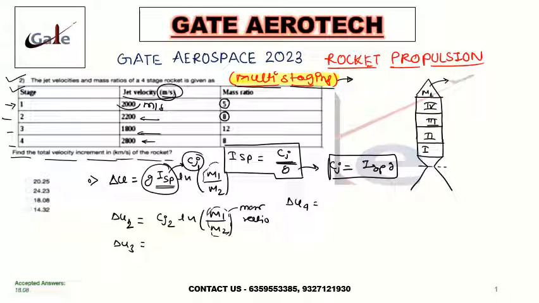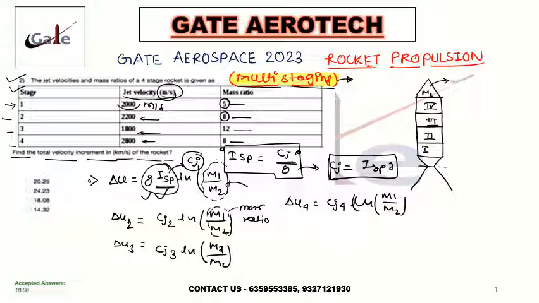Similarly, this is the mass ratio of first stage, this is the mass ratio of second stage, and so on. This is Cj3 ln of again m1 divided by m2. For each stage they have given the mass ratio: first is 5, second is 8, 12 and 8. Again, if I write for this, I will get ln of m1 divided by m2. So if they have given the specific impulse and gravity, you can use this formula directly. From here you can write Cj equals specific impulse into gravity. In that place you can write directly Cj, right?